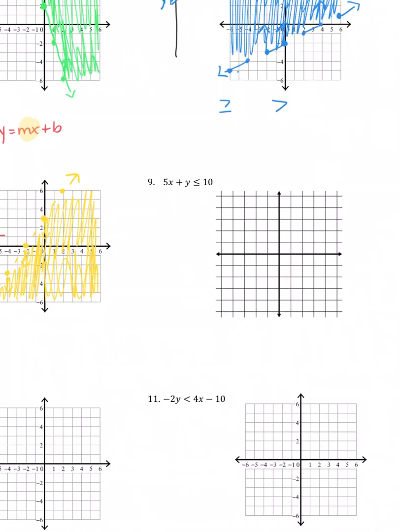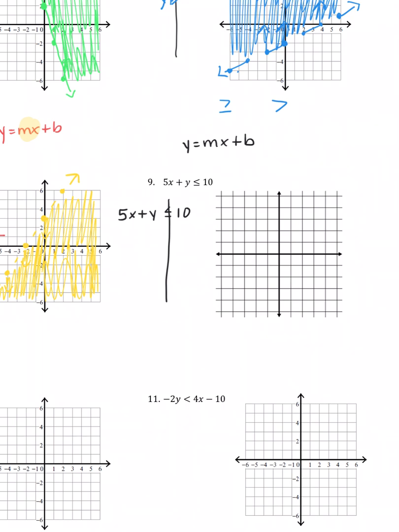Okay, so let's look at number 9. I'm going to rewrite number 9. I'm going to say 5x plus y is less than or equal to 10. That'll give us a little bit more room to write. So if you want to rewrite yours so you have more space to do your work, you can. Just like before, we want it in the form y equals mx plus b. So you want to get y all by itself.